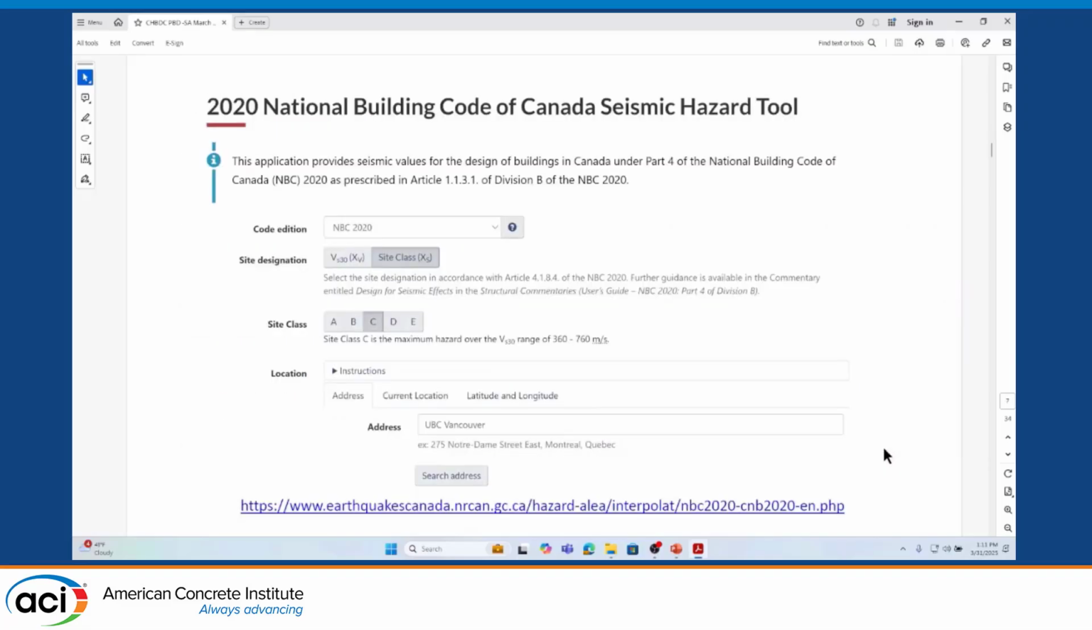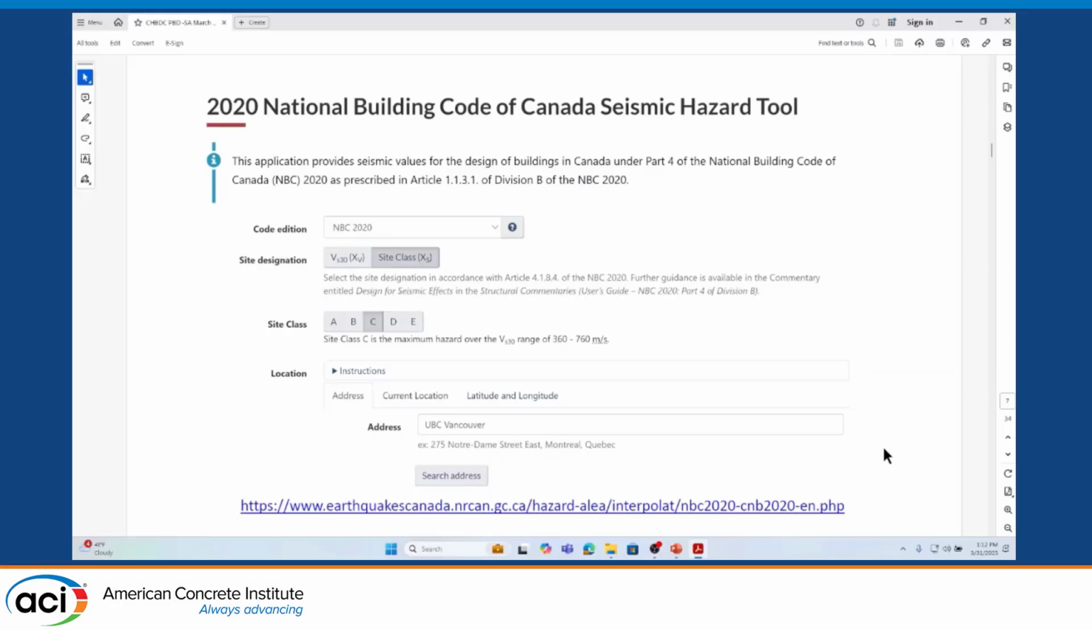Thank you. Okay, so the government of Canada actually provides certain tools to determine the seismic hazard level. Here I'm demonstrating, if you go into this link, then it will take you to this seismic hazard toolbox where you can choose what kind of site class you have, and then here you can choose the location. Here I'm showing UBC Vancouver, what would be the seismicity.